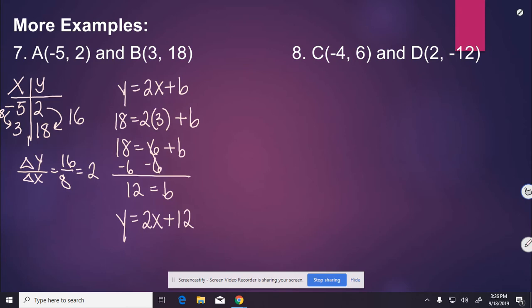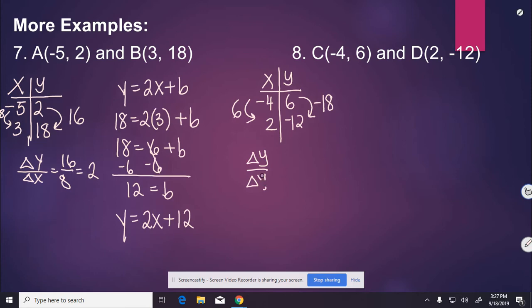All right, number 8. Again, we set up our t-chart. C is -4, 6, and D is 2, -12. 6 to -12 is decreasing by 18, and -4 to 2 is increasing by 6, making my slope -18 over 6, or -3. Start my equation, y equals -3x plus b, and substitute in one of those 2 points.